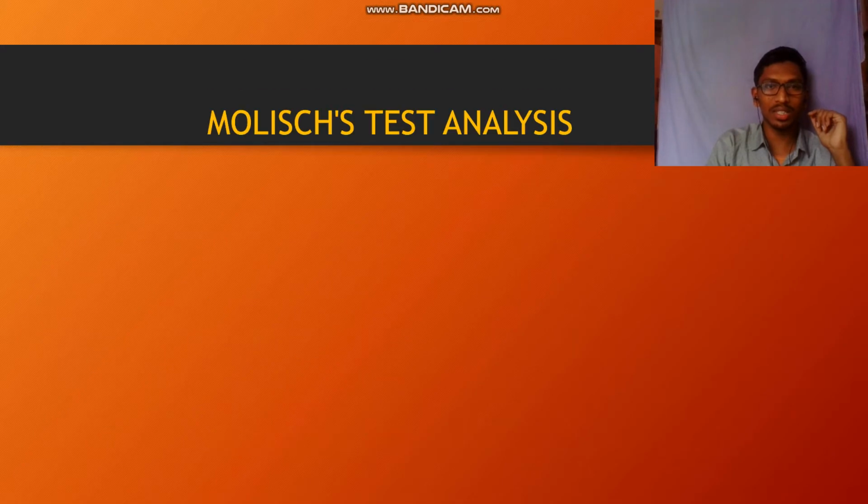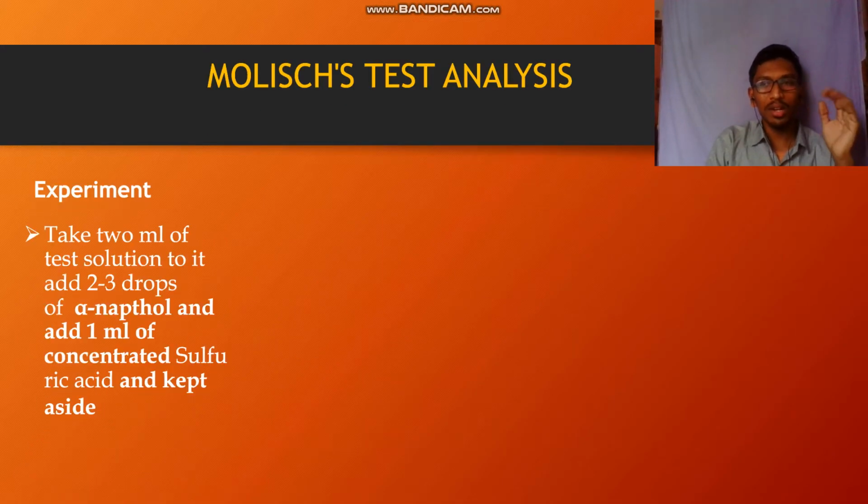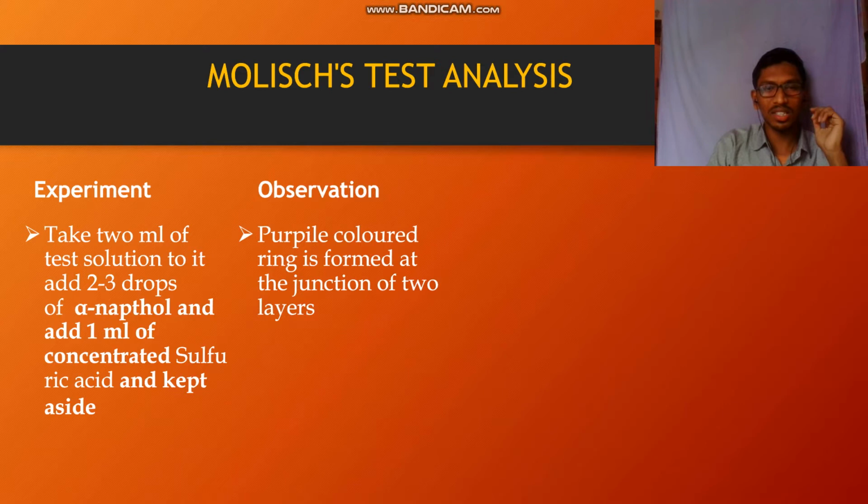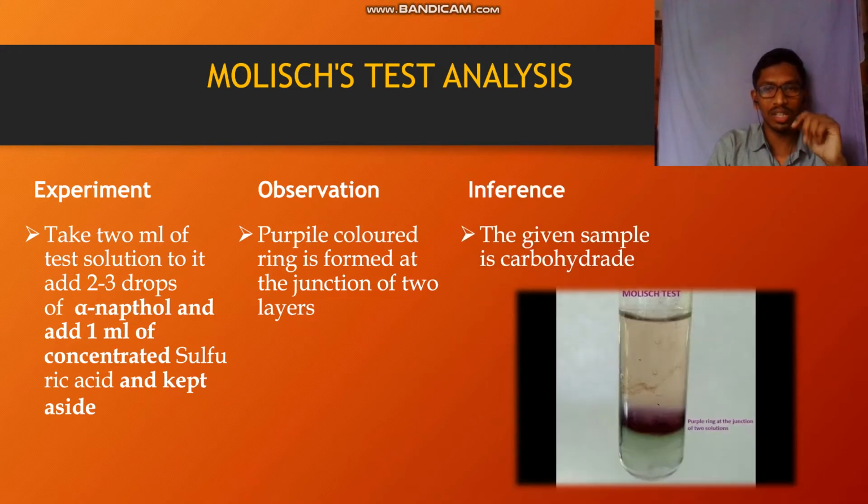We will go with the analysis of the Molisch test. Take 2 ml of test solution. To it add 2 to 3 drops of alpha-naphthol and 1 ml of concentrated sulfuric acid and keep aside. We can take alpha-naphthol, resorcinol, or thymol. In case of sulfuric acid or hydrochloric acid, we can take either. We can observe a purple colored ring formed at the junction of two layers, as you see in this image. By the inference, the given sample is proved as a carbohydrate.